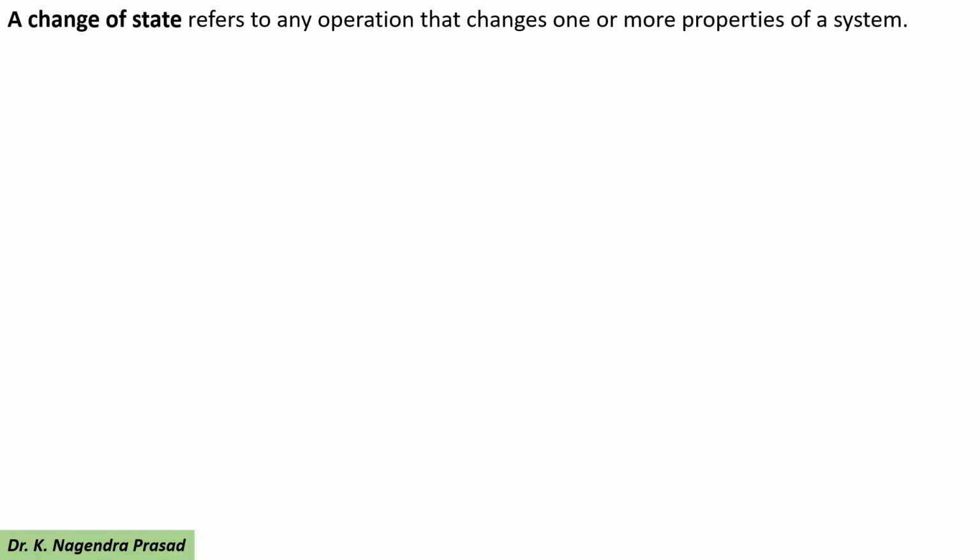Next we look at change of state. A change of state refers to any operation that changes one or more properties of a system. Which means any operation which changes the properties of the system, that is why we call it a change of state.